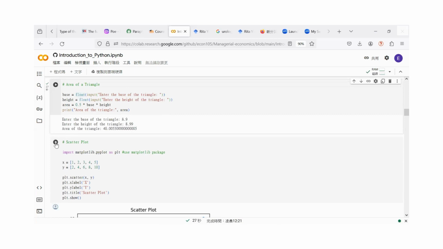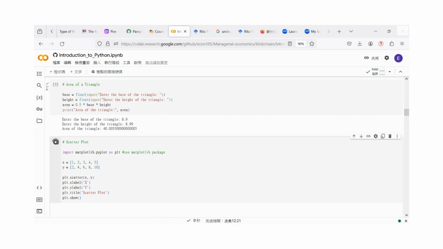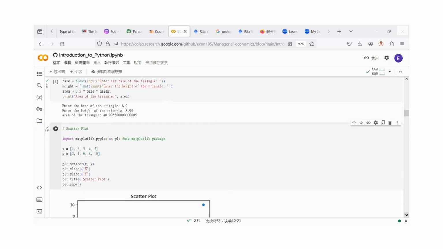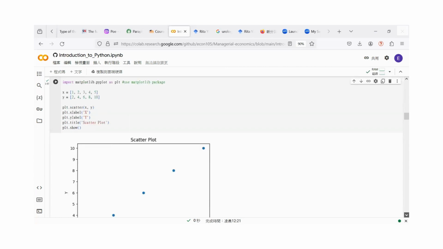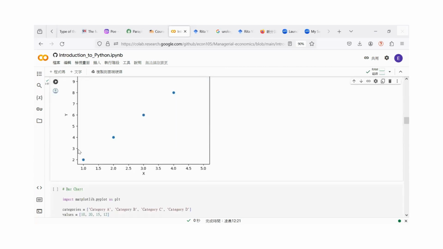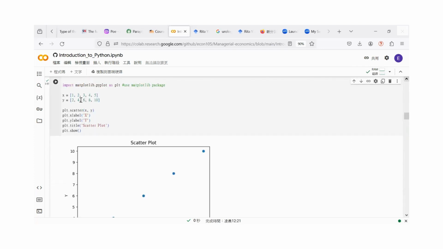The next one is a scatter plot. We use a scatter plot, which means we plot something. Matplotlib is mainly used for plotting. For example, here x equals 1, 2, 3, 4, 5. First point 1, second point 2, third point 3, fourth point 4, and so forth. And then y is 2, 4, 6, 8, 10, so each of the points is plotted accordingly.